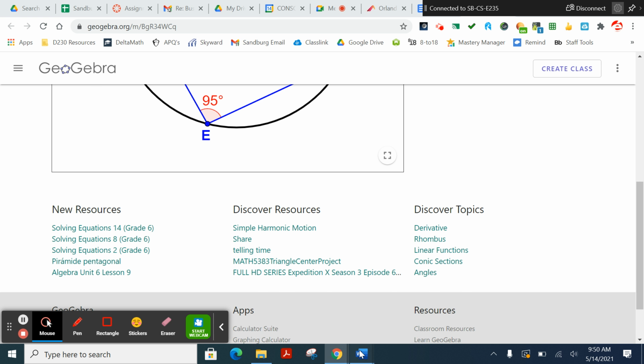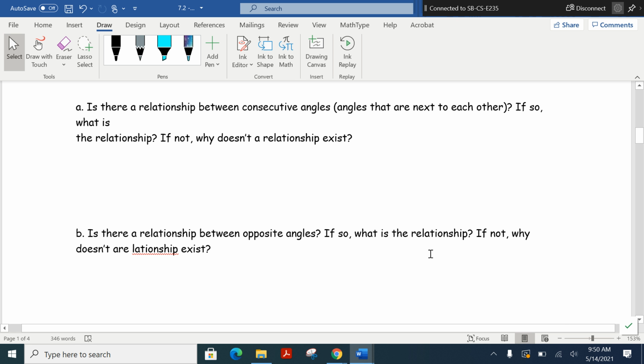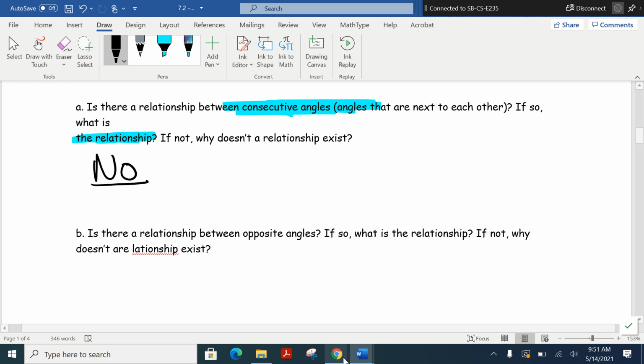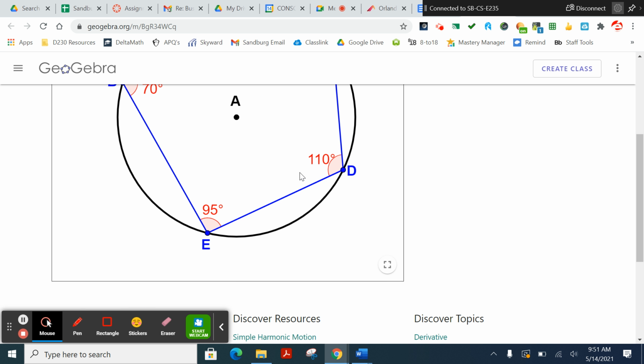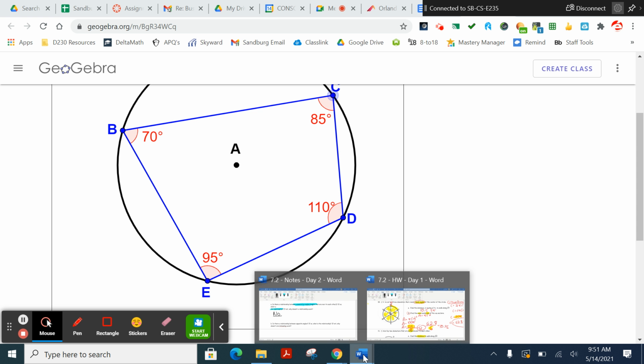Okay, so if we go back to your paper, you have your table hopefully filled out some of this. What we would see here, the consecutive angles, the angles that are next to each other, I ask if there's a relationship, whether you realize that's what I was asking or not. And what we would have said is no. If you look at the consecutive angles, they weren't adding up to be anything as a common relationship at all. So the consecutive angles do not follow a pattern.